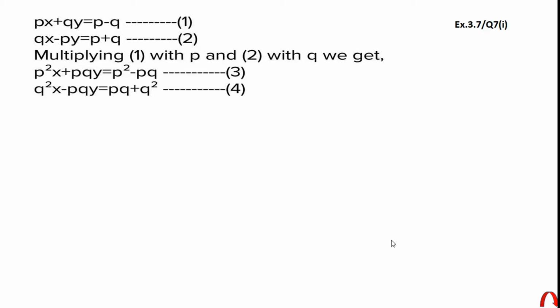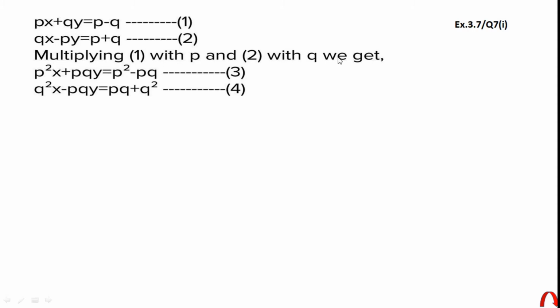Starting with the first one, let's look at this equation. This is the first equation and the second equation given to us. Please notice here, p is the coefficient of x and minus p is the coefficient of y in the second equation. Q is the coefficient of y in the first equation and q is the coefficient of x in the second equation. So they have swapped their positions.